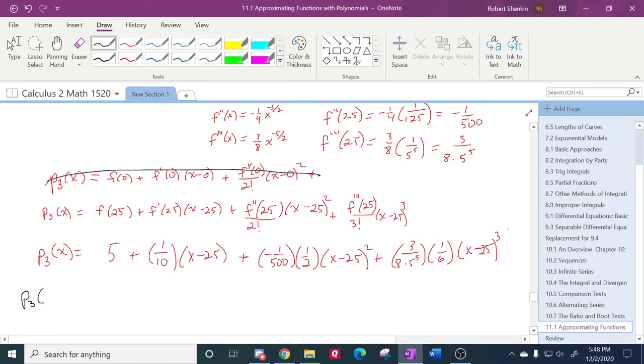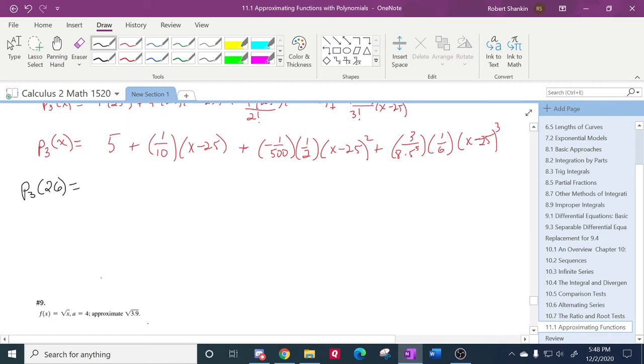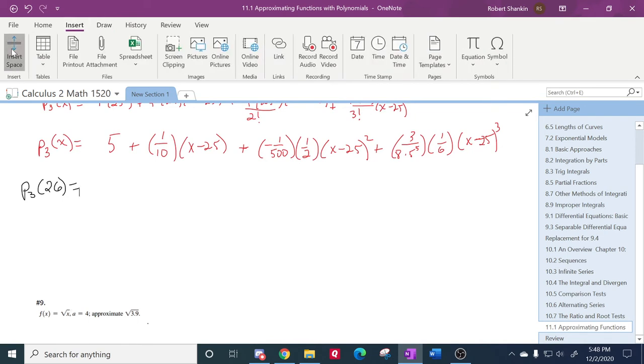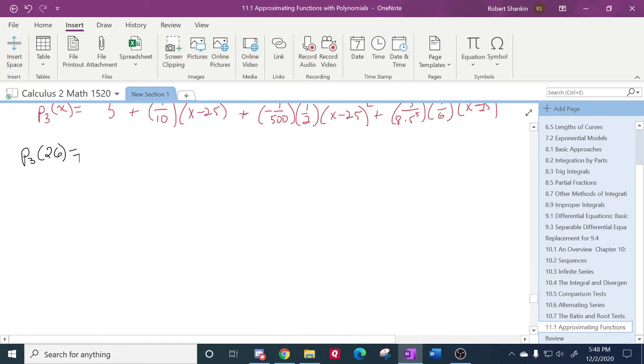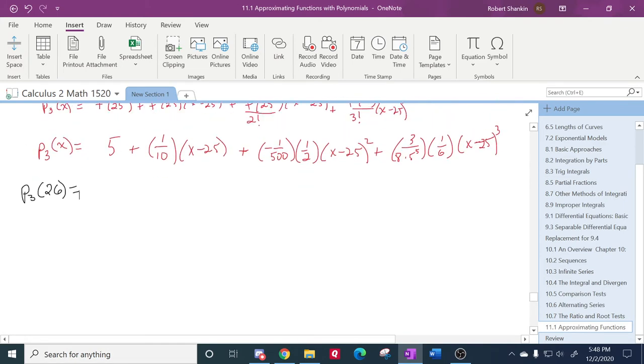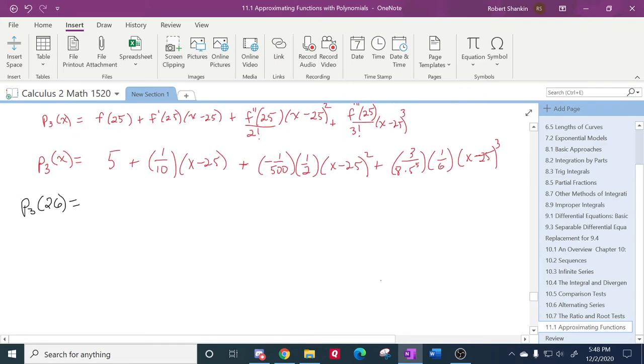Now that I've constructed the Taylor polynomial of order 3, let's evaluate it at 26. Let's see what we get. Now, I want to show you a graph so we can see it graphically as well as working it out.